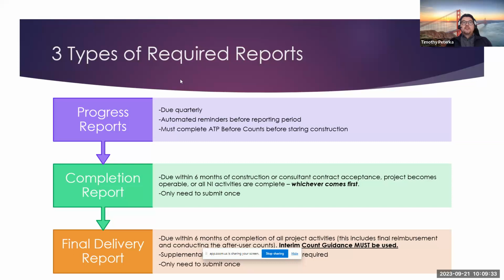If you have any questions about what you need to submit, when you should be completing stuff, what you need to be doing. And finally, after the completion report, you should also be submitting a final delivery report, which is due within 6 months of the completion of all project activities. So that includes the final invoicing and also the after user counts, which you should be completing using the interim count guidance. There's also some supplemental information and documents on our website that need to be submitted. And this is, again, another report that you need to submit only once. Again, this one is due far down the line if you are only starting your project now.